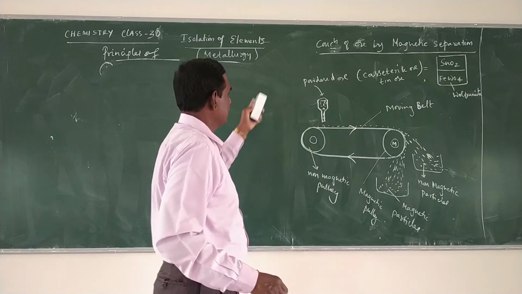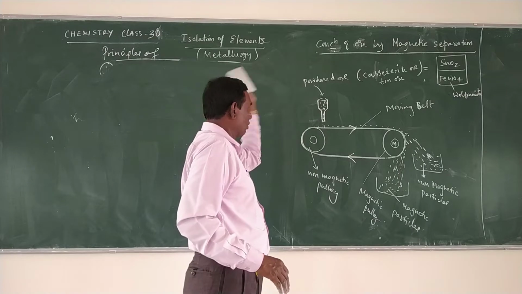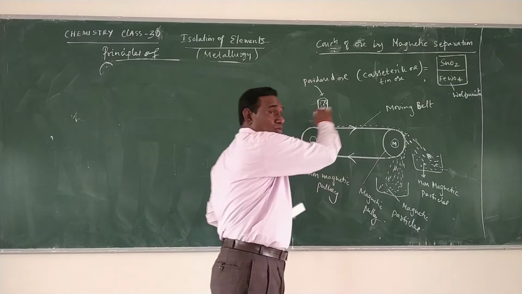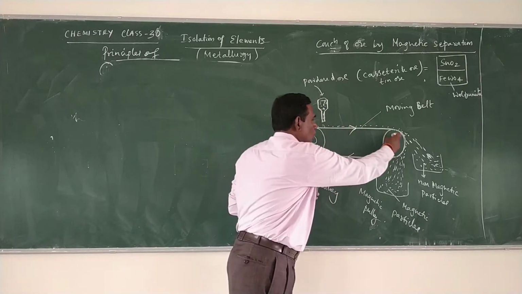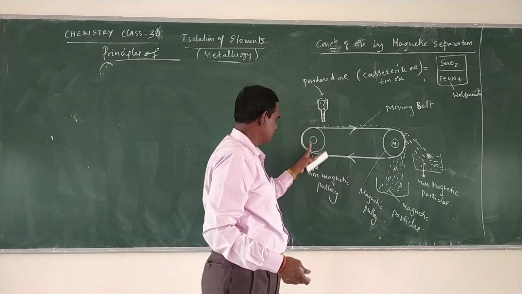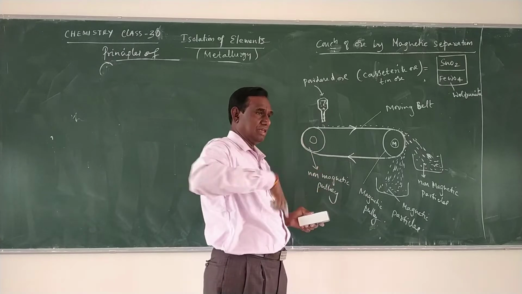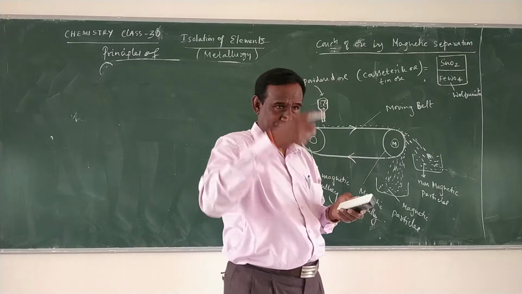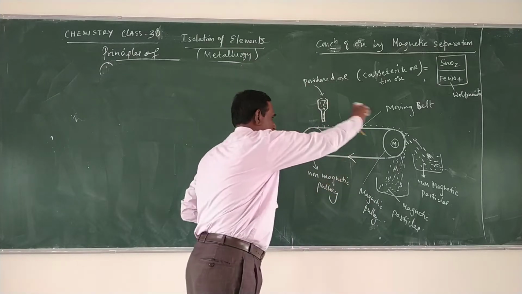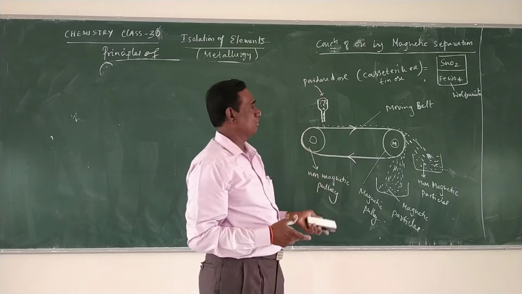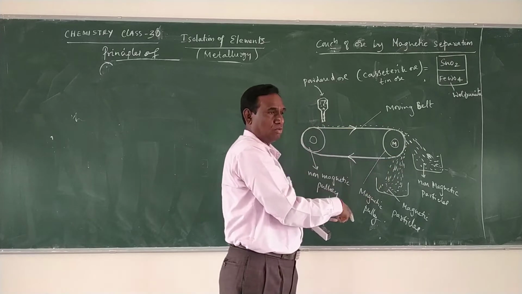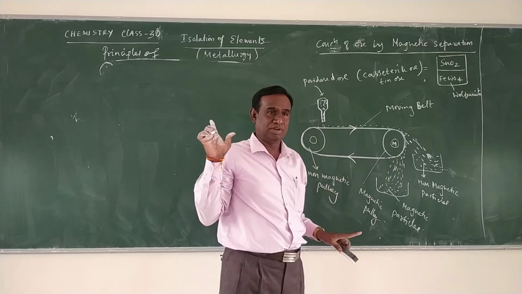So in this method, the powdered ore is taken. This powdered ore is dropped on a moving bed. This moving bed moves around two pulleys. It is a magnetic pulley and a non-magnetic pulley. You know, in a mill, a rice mill or anything, you have two pulleys and a bed moves around the two pulleys. Like that we are taking here. The powdered ore is dropped on a moving bed which moves around two pulleys. One pulley is magnetic, another pulley is non-magnetic.